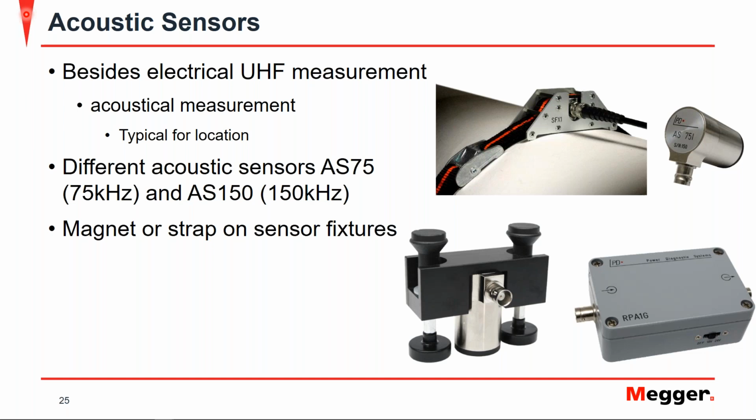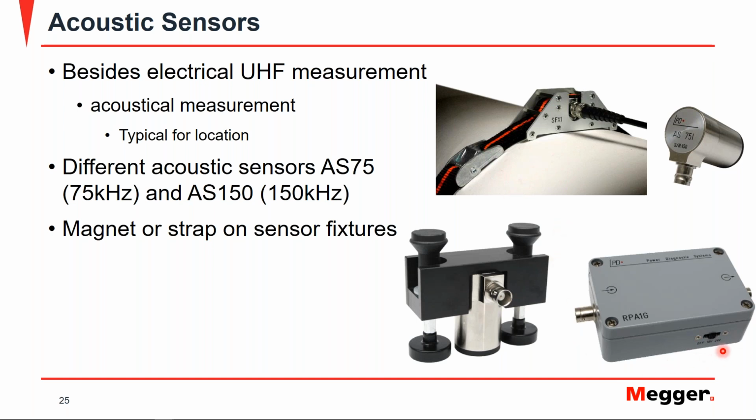Aside from UHF measurements, there are also acoustic measurements, and again, as I mentioned before, these are typical for localization. There are different acoustic sensors, 75 kilohertz or 150 kilohertz, depending on the application. You can see different ways they're used: you have this toe strap with this fixture, the SFX1, that holds the acoustic sensor to the metallic structure of the GIS. Alternatively, there are magnetic fixtures that can be placed anywhere on the GIS structure as well.